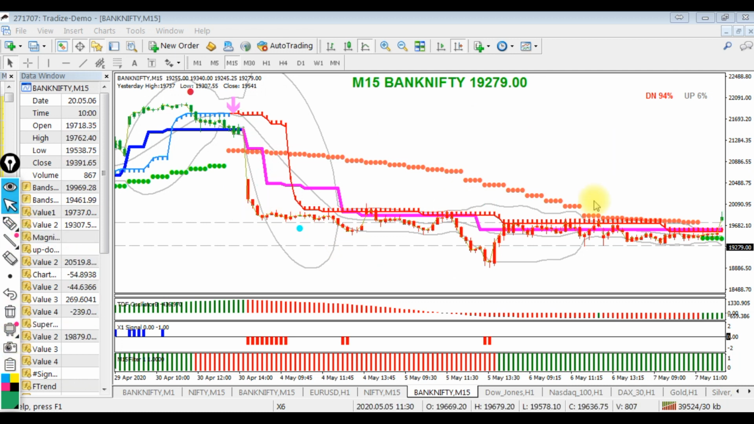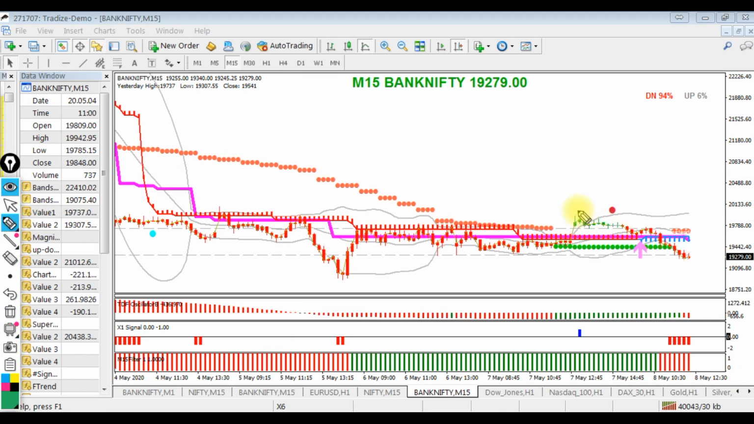And let us see what happened today. This is today's first candle, 9:15 candle. I think it's a big gap up of more than 400 points. Let me see the exact level. Yesterday, Bank Nifty closed at I think 19,540, and today's high is 19,945. So this is almost 400 points gap up here.